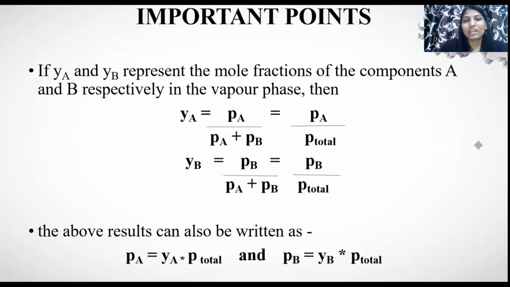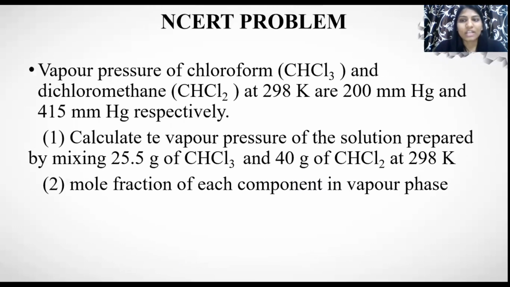Now, YA, that is the mole fraction of component A in vapor phase, will be equal to the vapor pressure of component A divided by the total pressure. The same goes for YB: vapor pressure of component B over total pressure. This result can be further written as PA equals YA into total pressure, PB equals YB into total pressure.